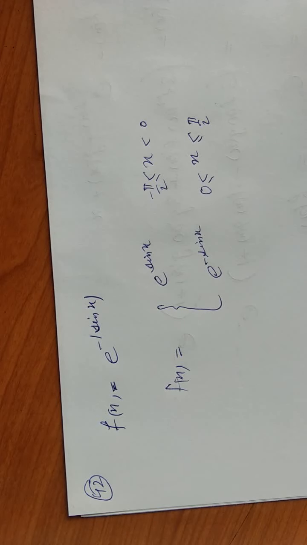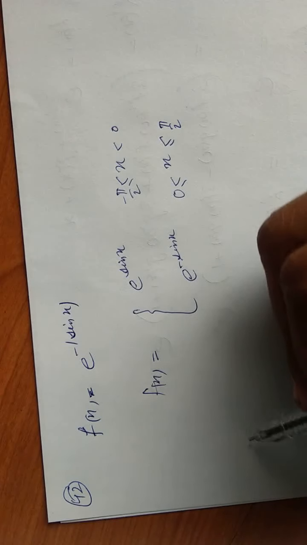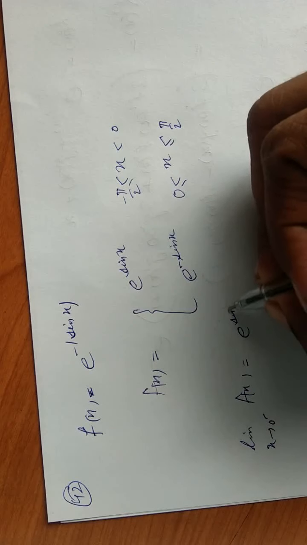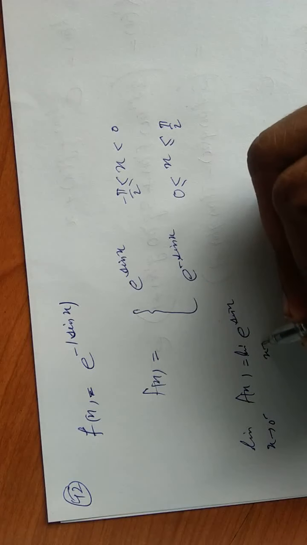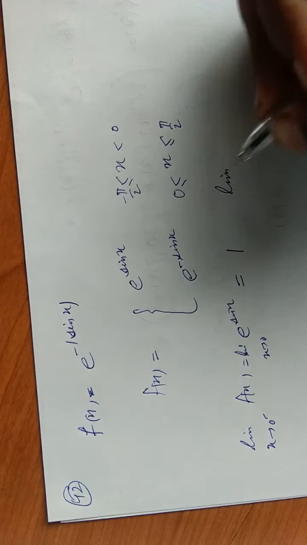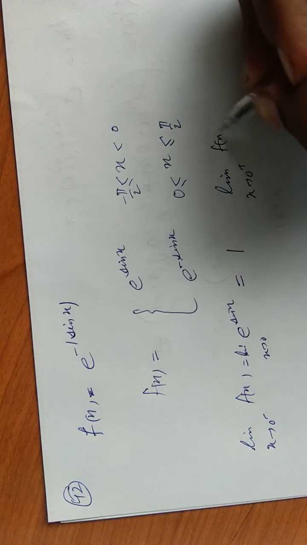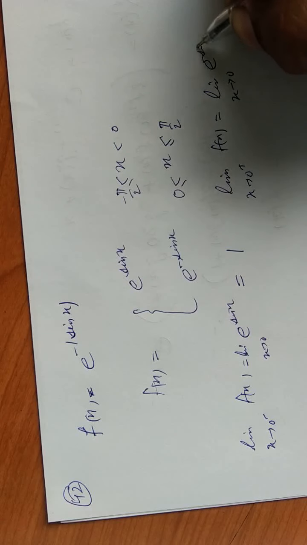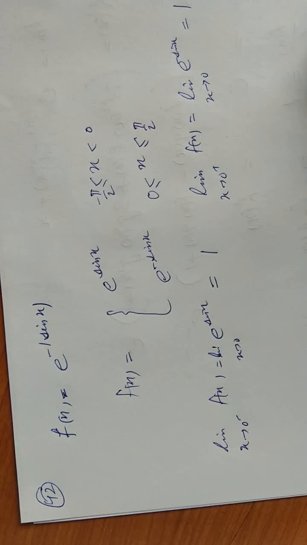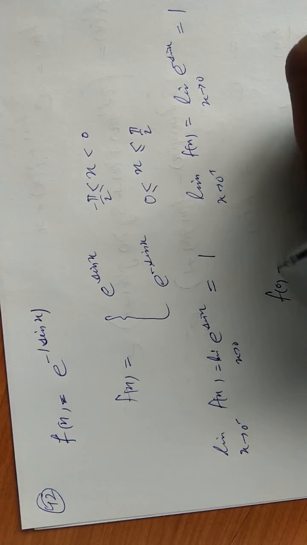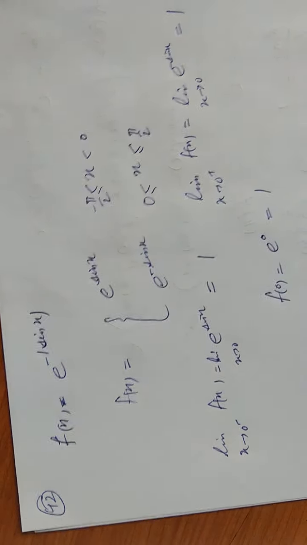We just need to check for x is equal to 0. Limit x tends to 0 negative f(x) is equal to e power sin x, limit x tends to 0. So this would be e power 0, which is 1. Calculating RHL, limit x tends to 0 positive f(x) is equal to limit x tends to 0 e power minus sin x, when x tends to 0, this tends to e power 0, which is 1. Since LHL is equal to RHL and f of 0 equal to e power 0 is equal to 1, the function is continuous.